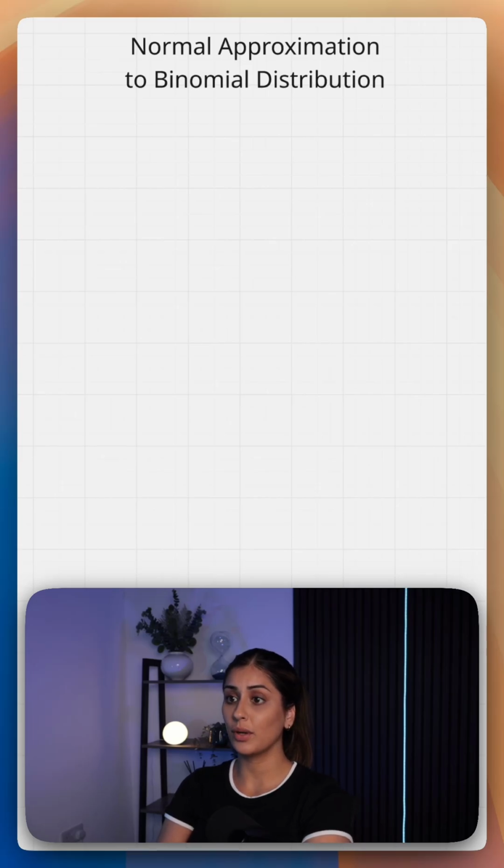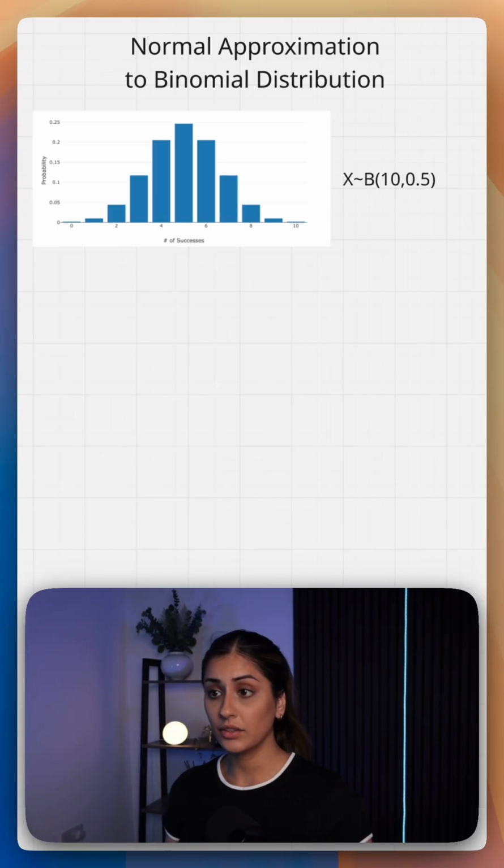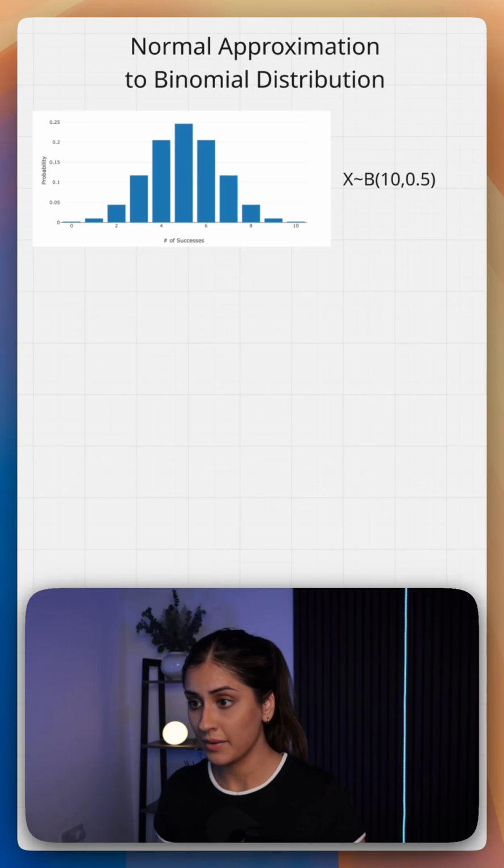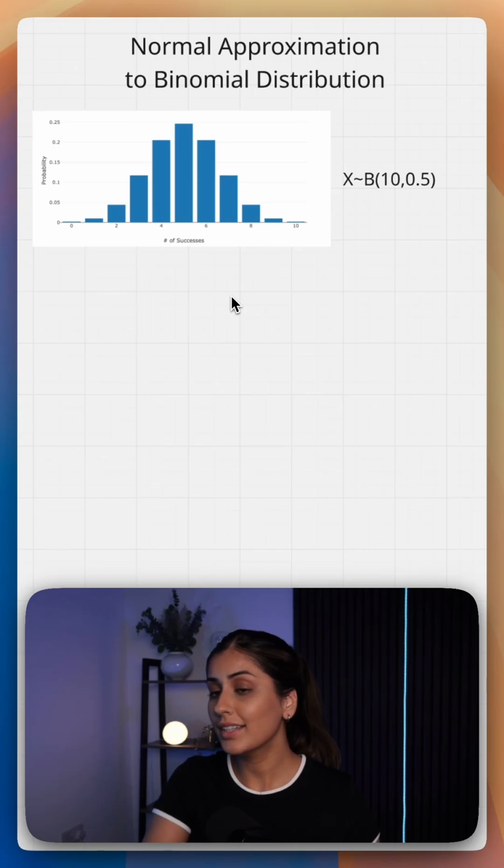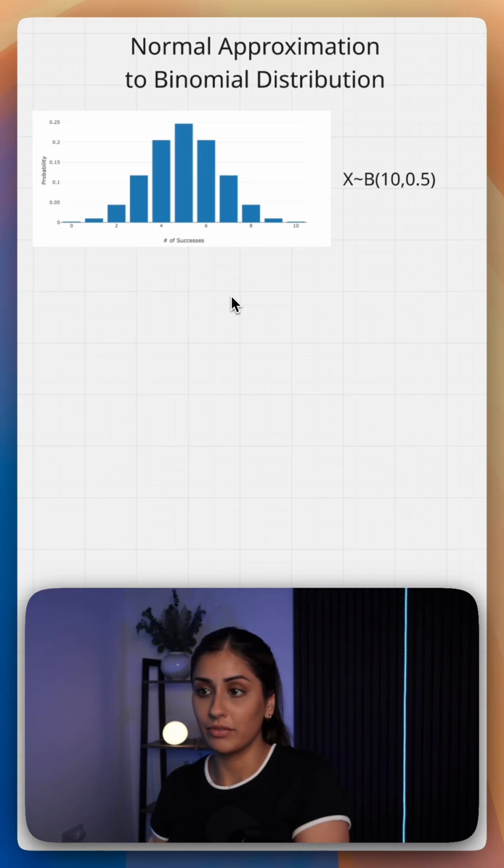You will be required to approximate the binomial distribution with the normal distribution, and I'm going to show you why you do this. This is a graph for the binomial distribution where n is 10 and p is a half. You can see here that it looks quite blocky and there aren't many possible outcomes. It is symmetric around 5, but it's still very discrete.